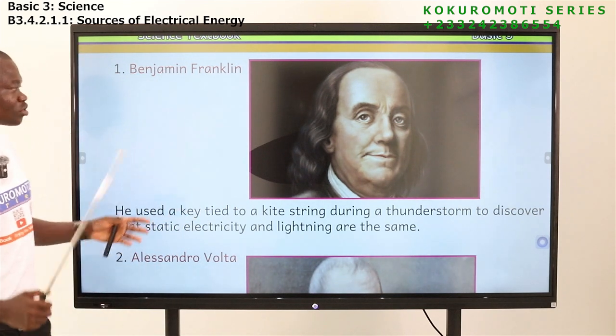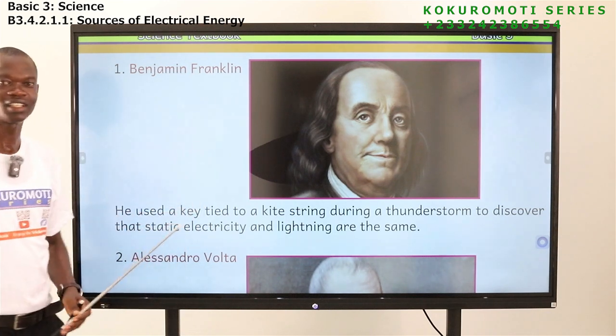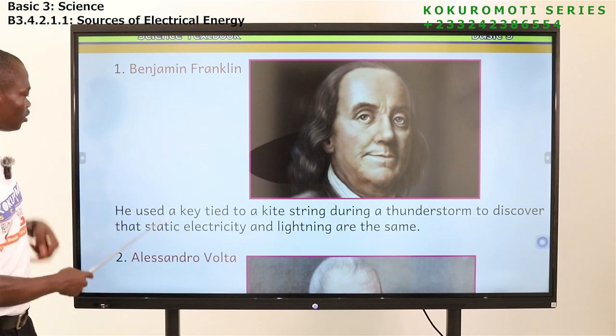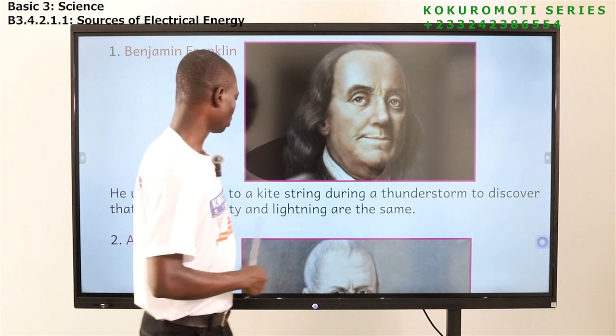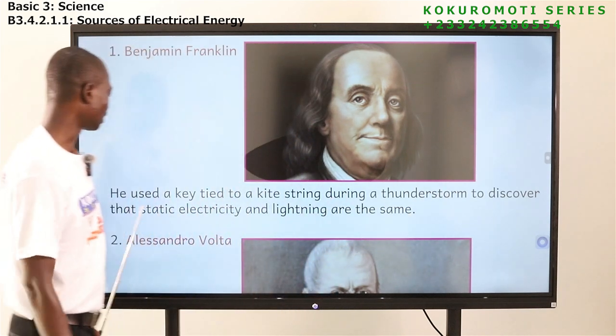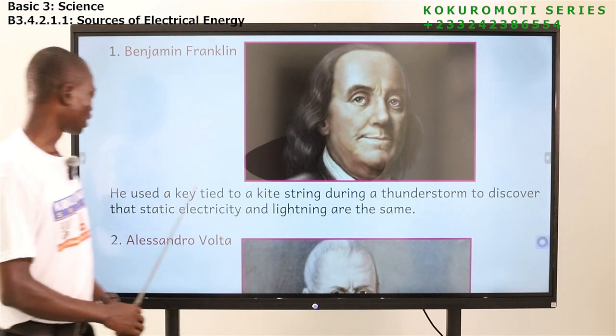But in the history of electricity, Benjamin Franklin, his name cannot be ruled out. This is Benjamin Franklin. He used a key tied to a kite string during a thunderstorm to discover static electricity and lightning.